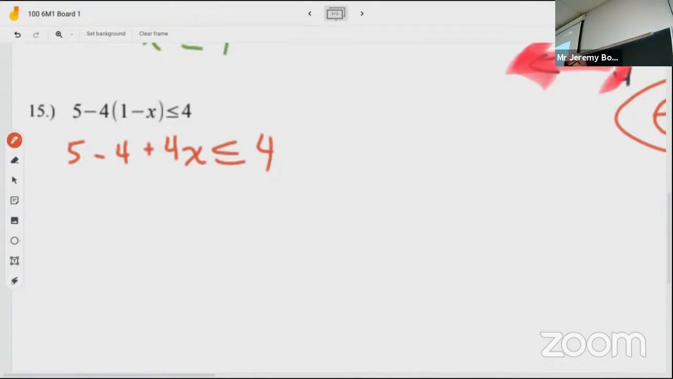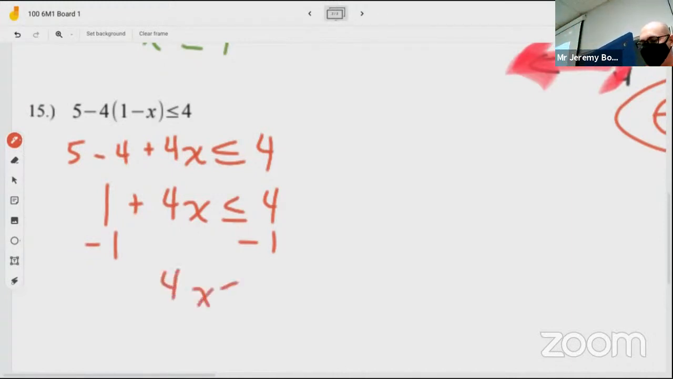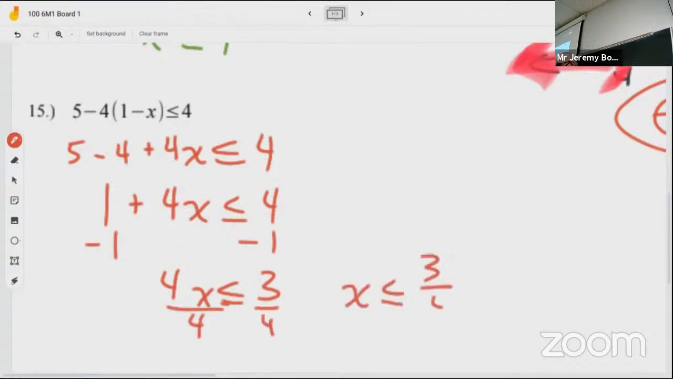And so we can do the arithmetic here. 5 minus 4 is going to be 1 plus 4x less than or equal to 4. Let's subtract 1 to get all my constants on the right-hand side, all my terms with a variable on the left-hand side. And we'll have 4x is less than or equal to 3. And then to isolate the x, we divide by 4. So x is less than or equal to 3/4.